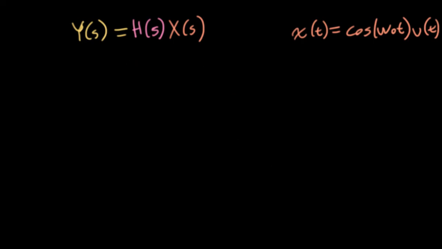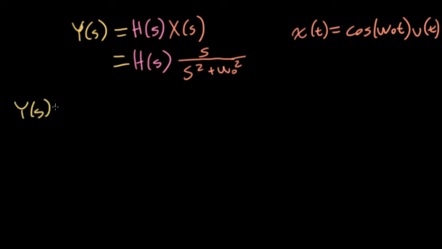So what will we need in this particular case? We'll have our transfer function times the Laplace transform of a cosine, which is s over s squared plus omega naught squared. Now let's think for a second about what the partial fraction expansion of Y(s) is going to look like.